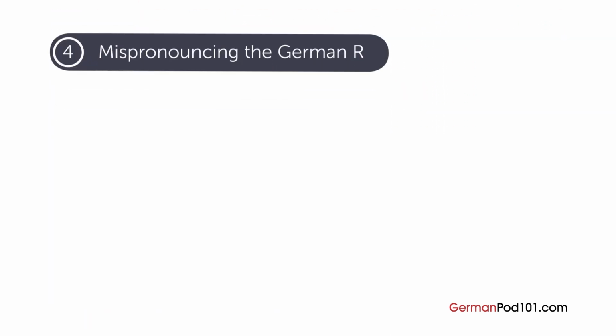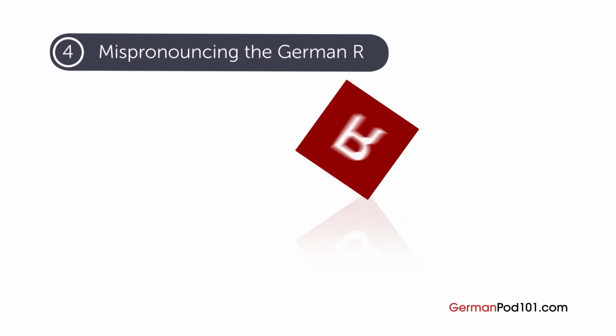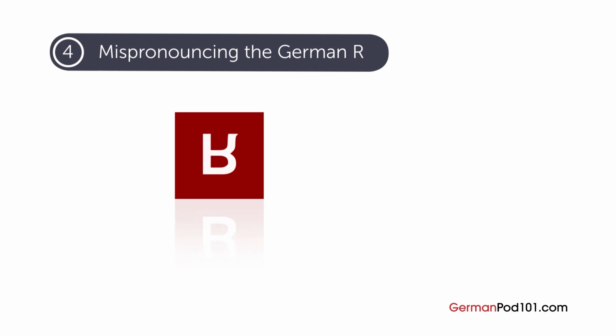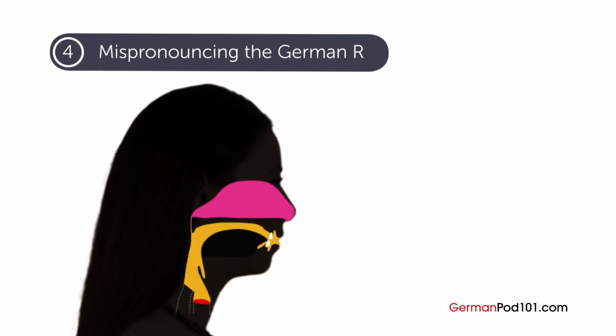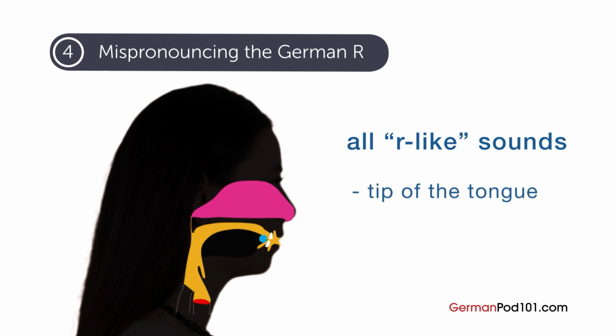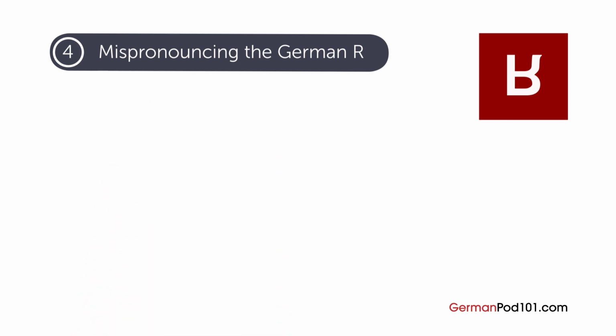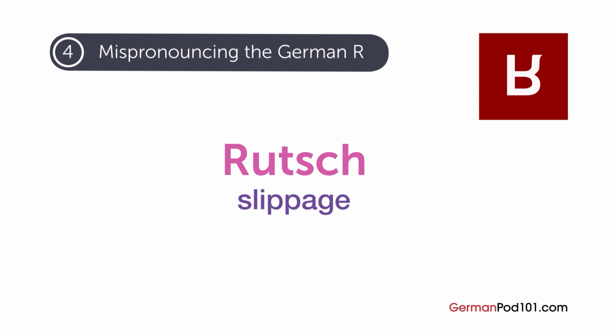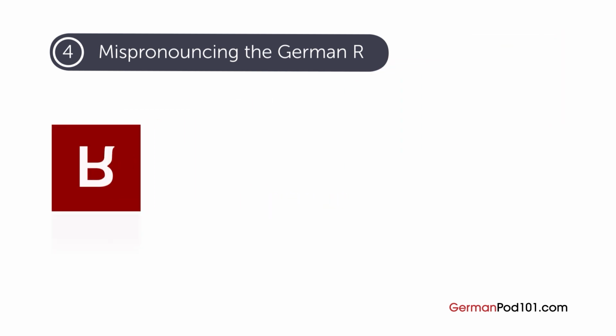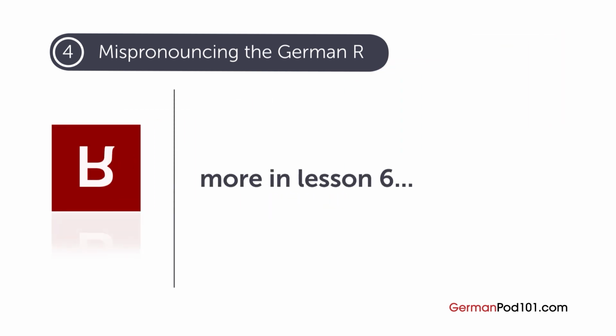Number 4, mispronouncing the German R. R. English speakers typically associate all R-like sounds with some manner of articulation using the tip of the tongue and somewhere in the front part of the mouth. The German R, however, actually comes from the throat using the back of the mouth. Listen to a few examples which use this letter. Rost, Rast, Rutsch. We'll take an in-depth look at pronouncing German R sounds in Lesson 6.